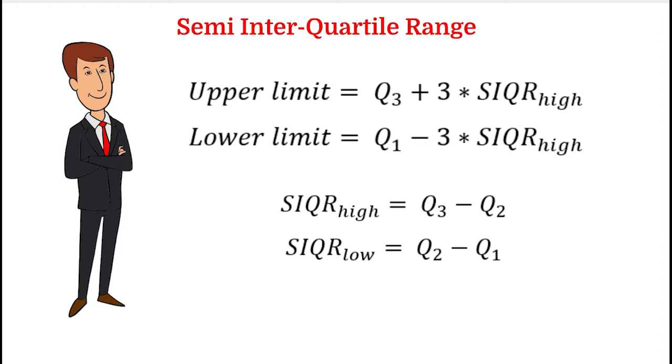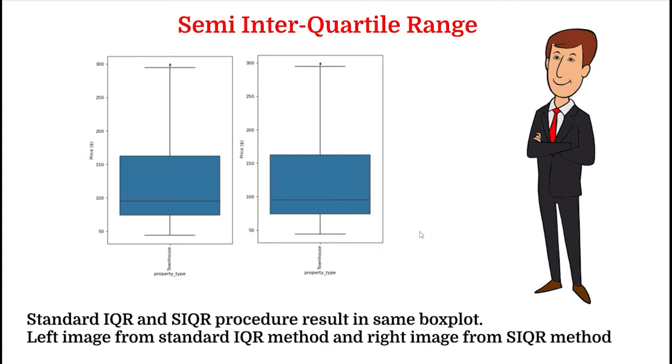For example, take one of the skewed distributions from the same Airbnb data that we talked about in part 1 and extract the price for townhouses. Using the standard IQR method provides one outlier, and SIQR results in one outlier as well. Here are the two box plots I am talking about. The left box plot came from the standard IQR method, and the right box plot came from the SIQR method. In both cases, we have only one outlier. Therefore, it suggests that the SIQR method is not helping us much to adjust our box plot for skewed distributions.